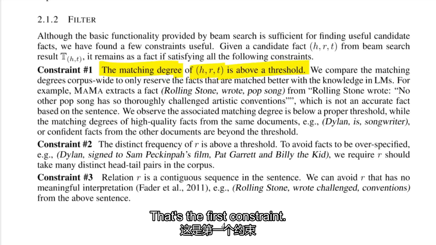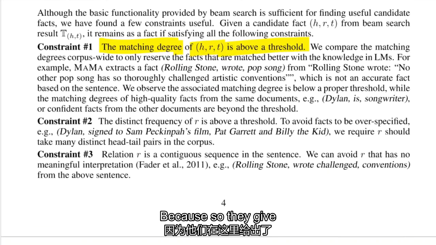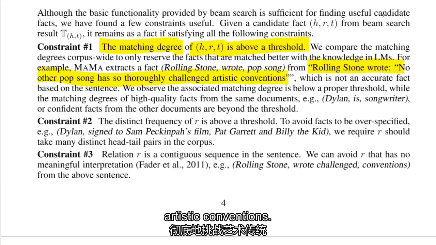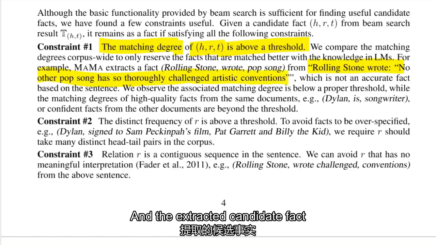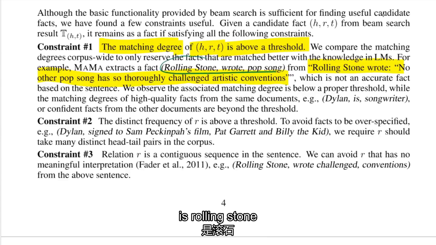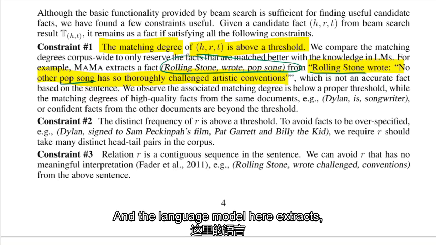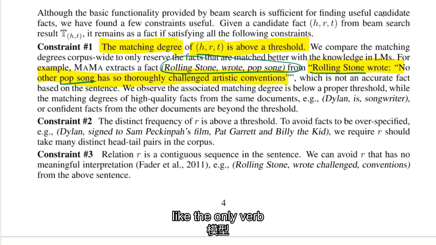That's the first constraint. They give an example right here for the sentence, "Rolling Stone wrote, no other pop song has so thoroughly challenged artistic conventions." And the extracted candidate fact is "Rolling Stone wrote pop song". Again, you can see here it's mostly going into grammar. So spaCy extracts "Rolling Stone" and "pop song", and the language model here extracts the only verb in between, "wrote".